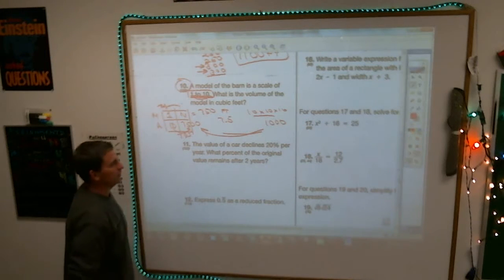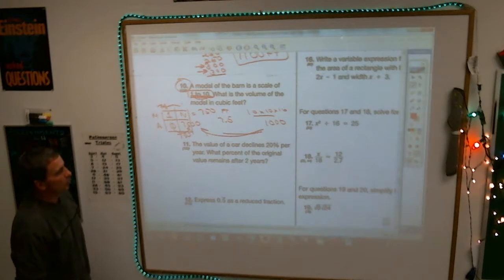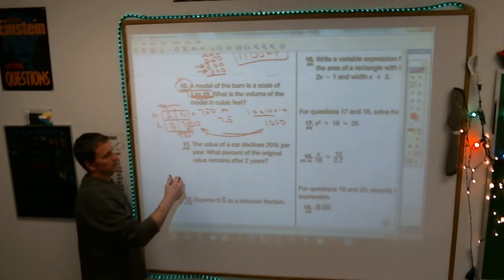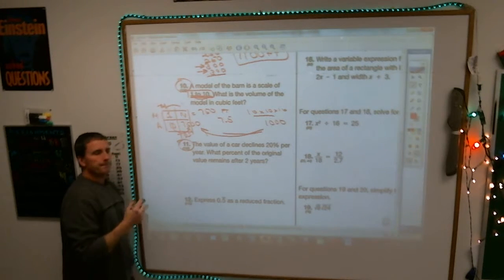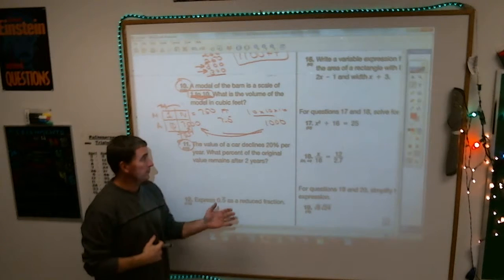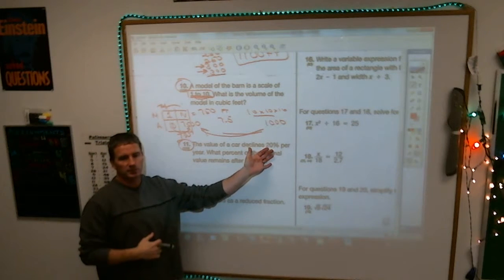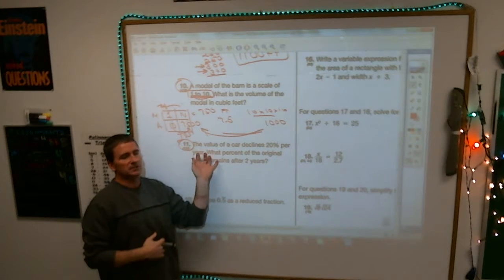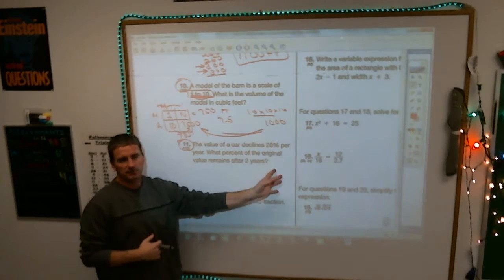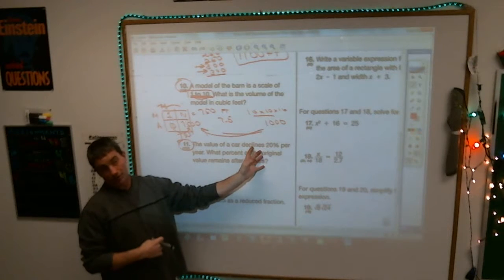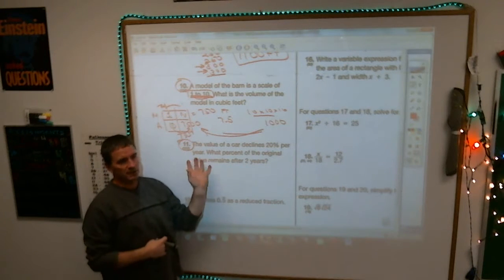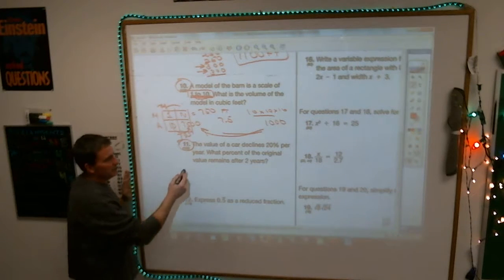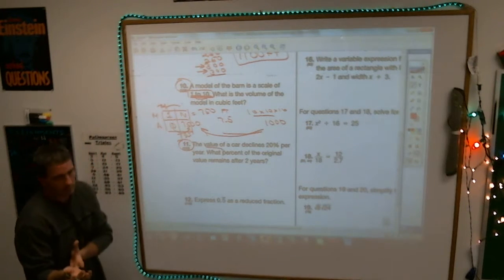How about number 11? The value of a car declines 20% per year. What percent of the original value remains after 2 years? Logically, people go, well, say it declined by 40%, but you can't do that. For problem number 11, rarely does that ever work out. It's not intuitive. The only way really to think about this is to actually put numbers in and figure out what it is. It doesn't tell you what the value was, so you get to make it up.